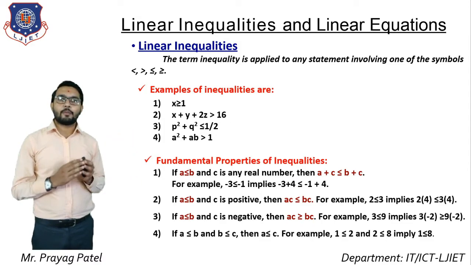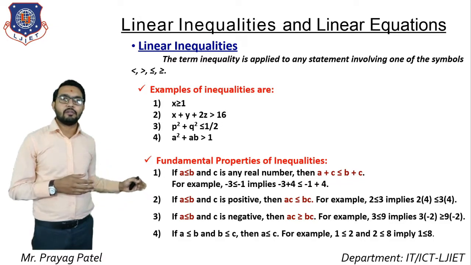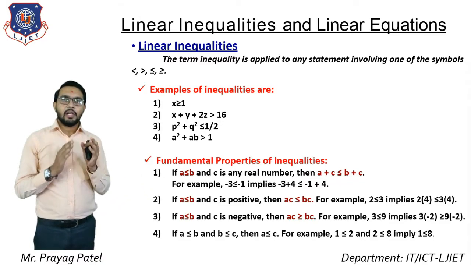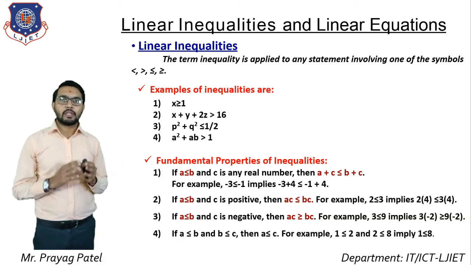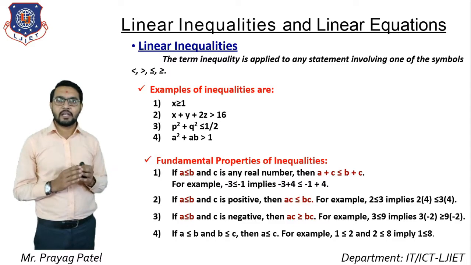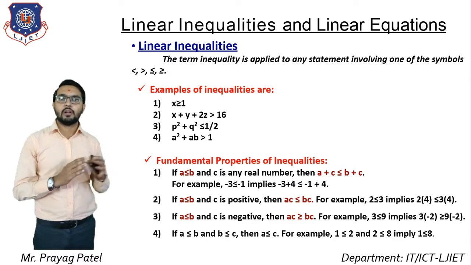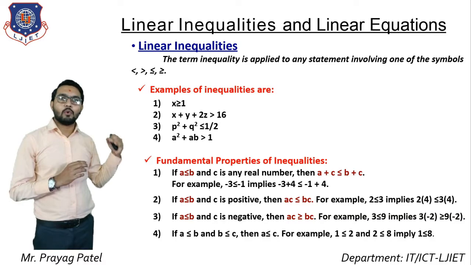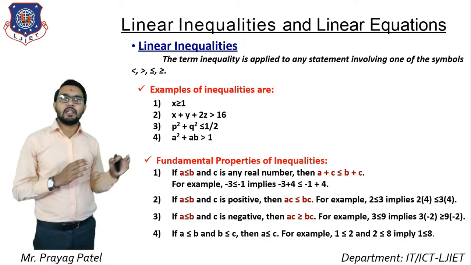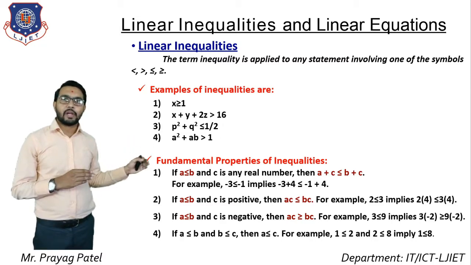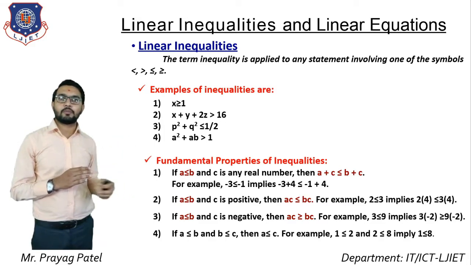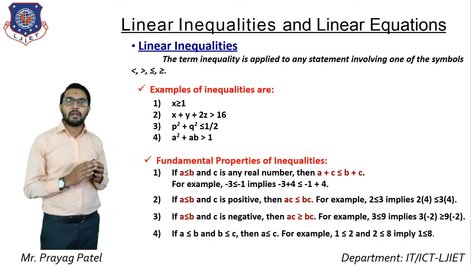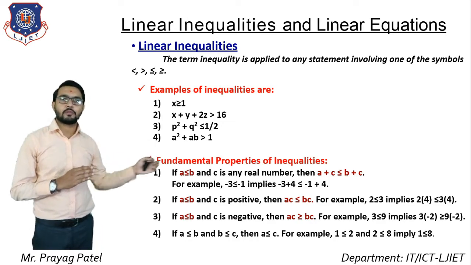Now the fundamental properties of linear inequality. First property: if a is less than or equal to b and c is any real number, then adding c to both sides causes no change in the relation, meaning a plus c is less than or equal to b plus c. For example, minus 3 is less than or equal to minus 1, and adding 4 to both sides, minus 3 plus 4 is less than or equal to minus 1 plus 4.